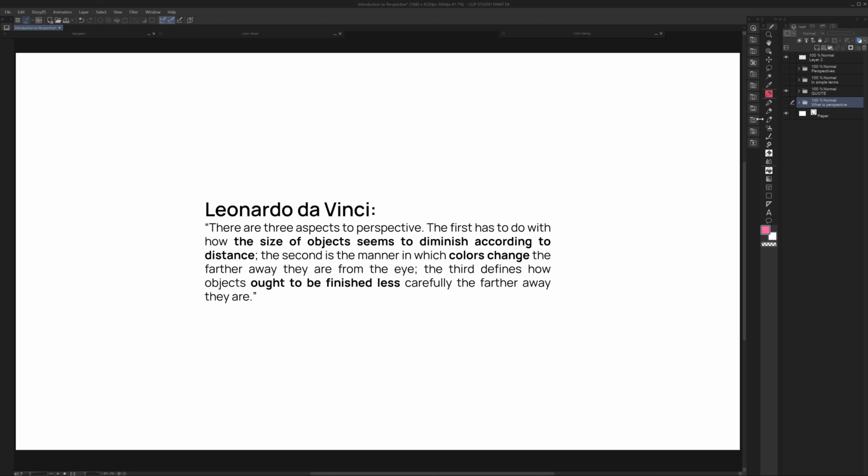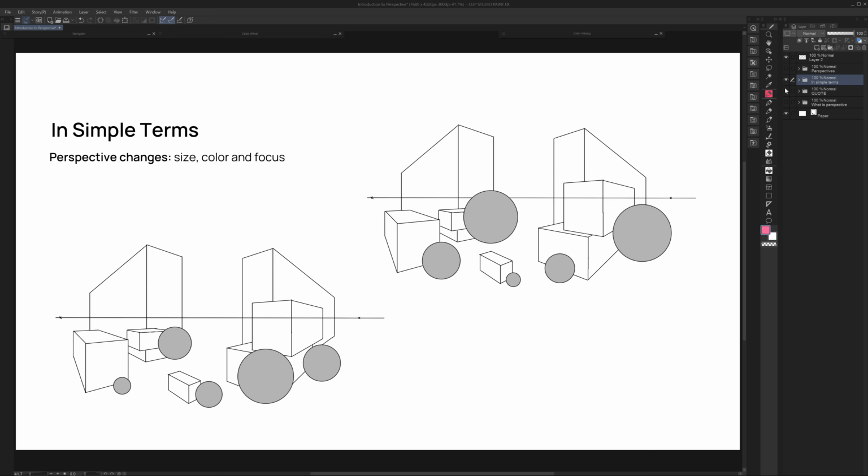This means when you are focusing on a certain thing in your close proximity, the things further away from it seem less finished because your eye isn't focused on those. So in simple terms, perspective changes size, color, and focus.